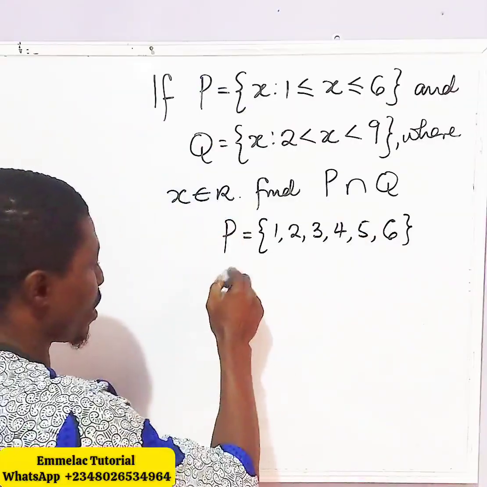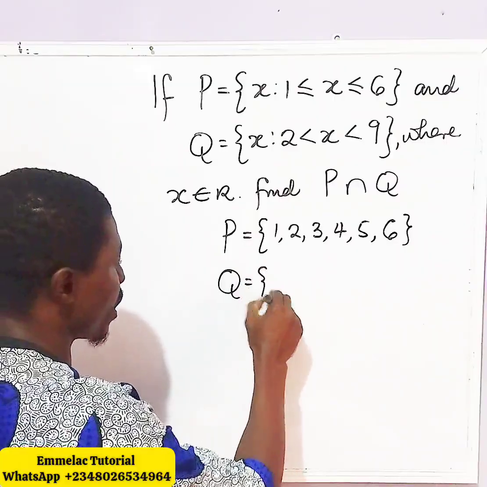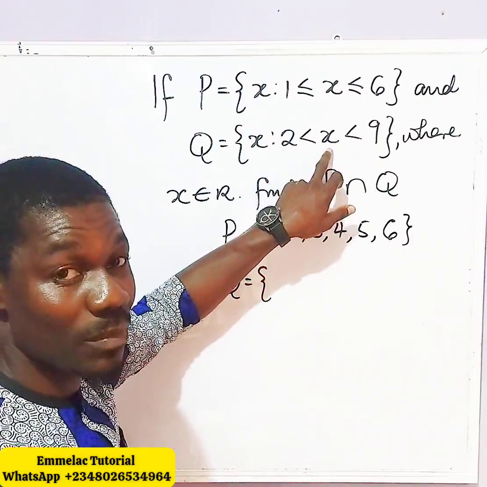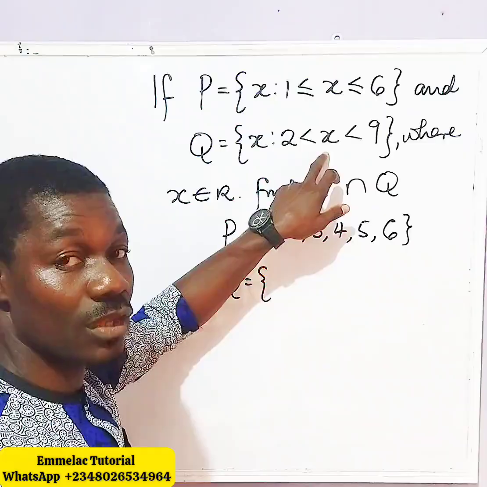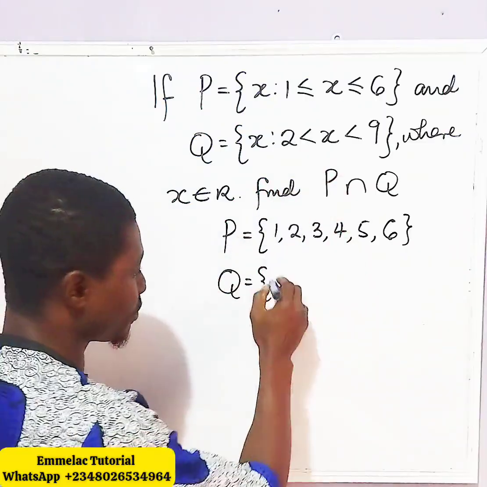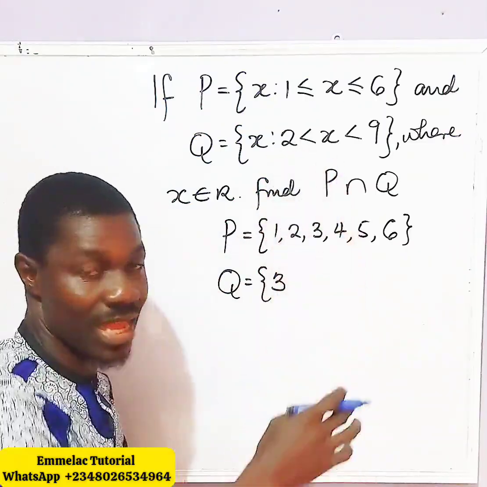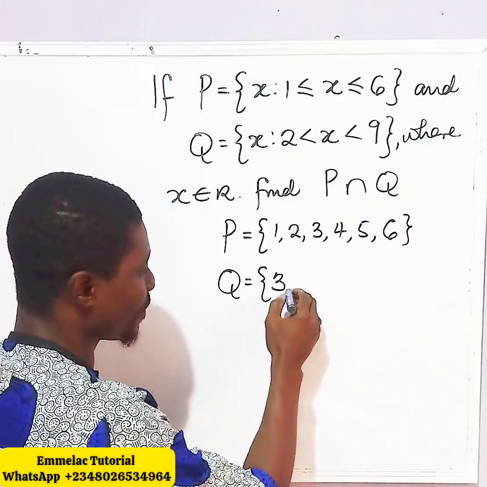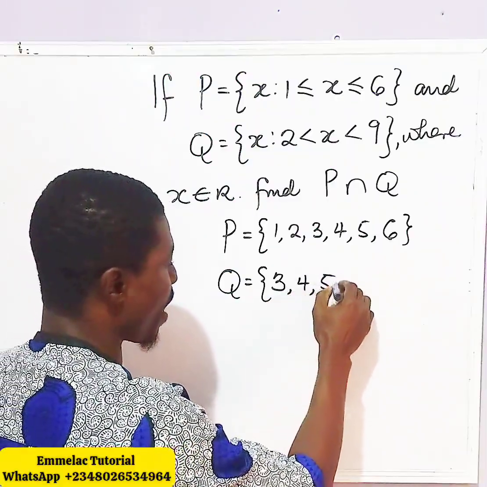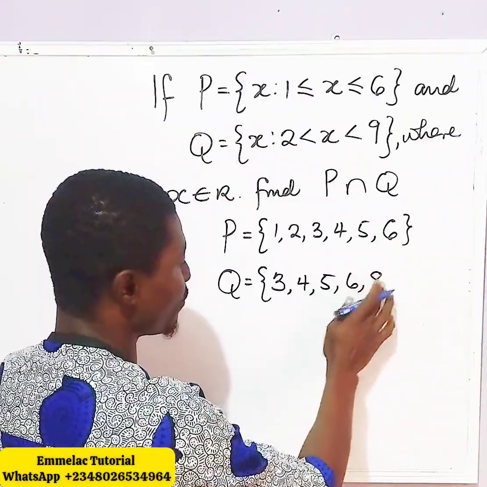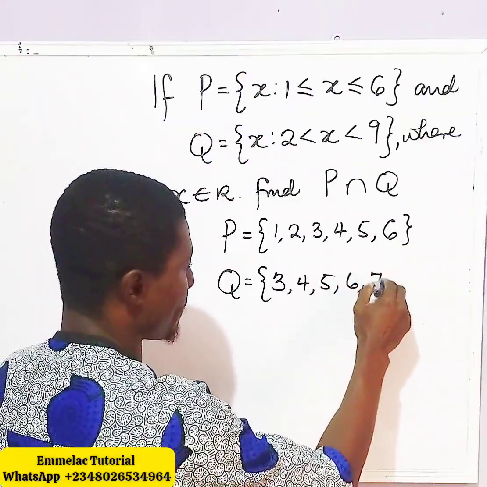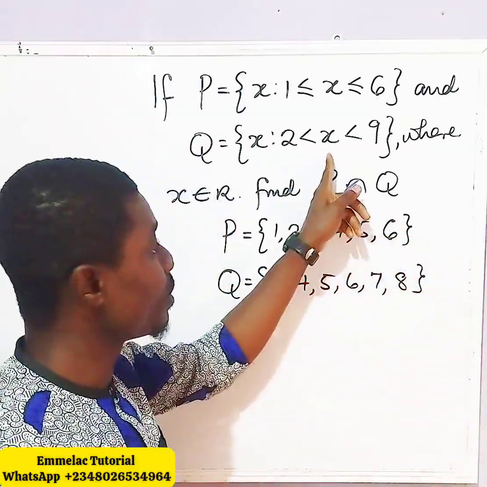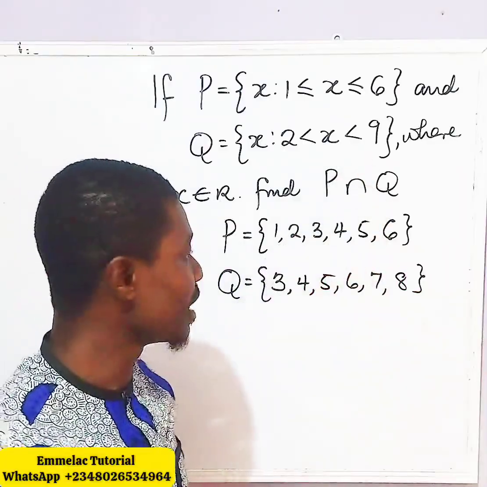So let us sort out the ones in Q. Now 2 here is less than X, which implies that X now should start from 3. So since 2 is less than X, and X also is less than 9, which means you have 3, 4, 5, 6, 7, then 8. We'll be stopping at 8 because the values of X are less than 9.